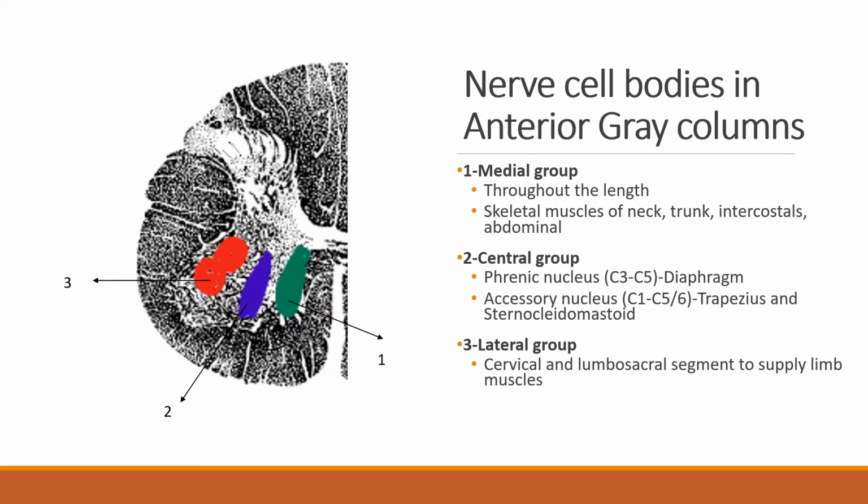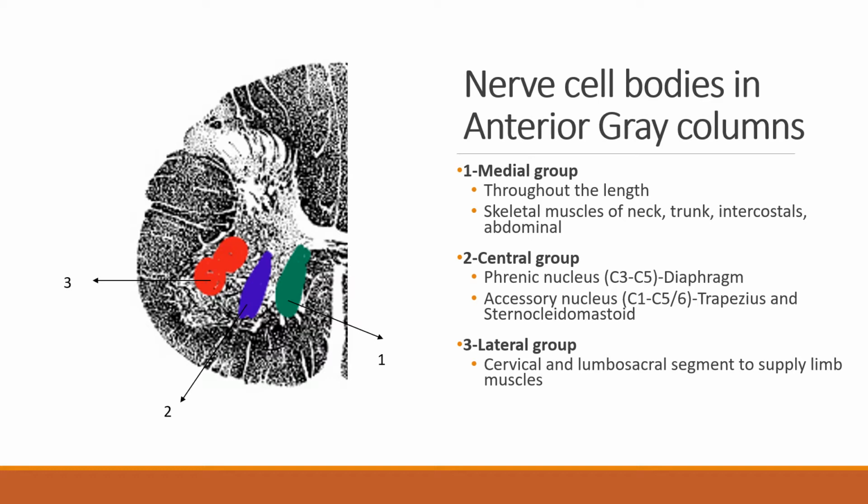In this slide you could see the nerve cell bodies which are present in the anterior gray column, and there are three groups of the neuron cell bodies in the anterior gray column: medial, central and lateral. The medial, marked as 1, colored green, this neuron cell body group extends throughout the length of the spinal cord. It could be present at cervical, thoracic, lumbar or sacral levels. And over here the nerve cell bodies, when they give up fibers, these are going to supply the muscles of the neck, trunk, the thoracic muscles which are intercostals, abdominal and perineal musculature.